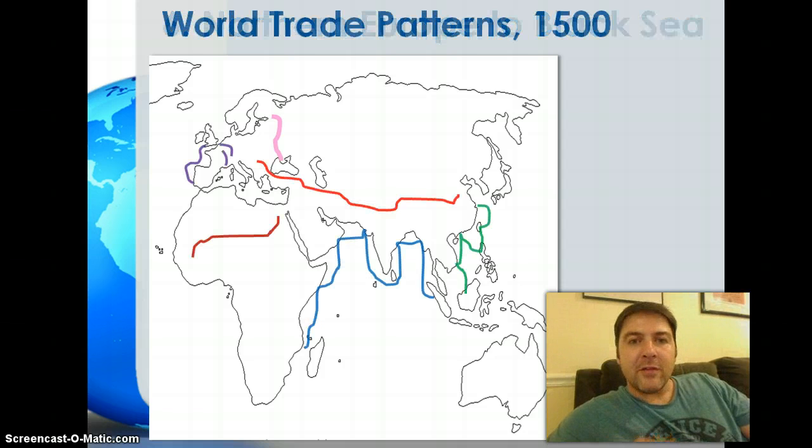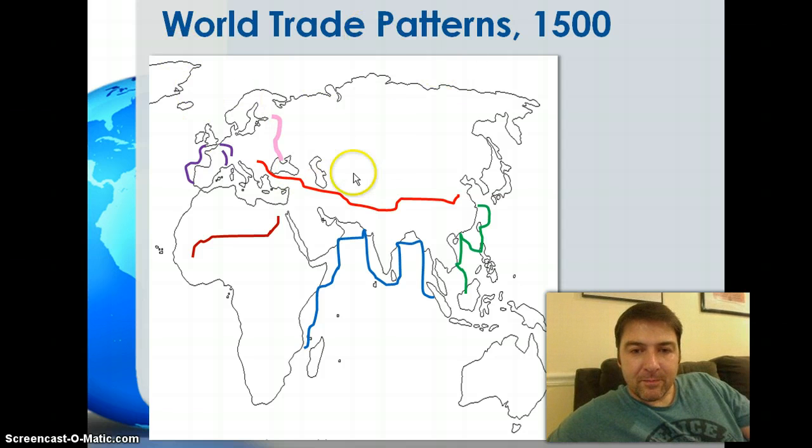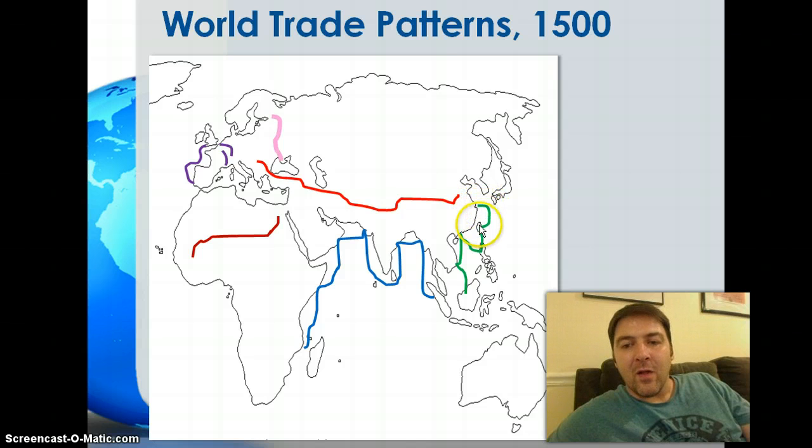So if we tie all this together, this would be what our map would look like around 1500, or me drawing the map on the computer. We see the red line here is the Silk Route or the Silk Road, crisscrossing Asia and linking Europe to the empires of India and China. We see the South China Sea routes, here along the coast of China and down into southeastern Asia, represented with the green line.